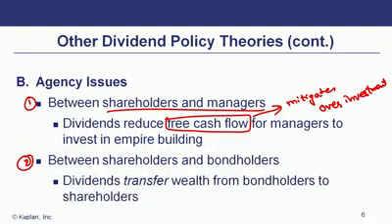Now, what about agency conflict between stockholders and bondholders? And this is kind of a stretch to call it agency, but that's what the curriculum uses, so we'll stick with it. And we say that there is a conflict of interest between shareholders and bondholders. We say that dividends transfer wealth from bondholders to stockholders. Why? Well, when the dividends are paid from the company, that leaves less of a collateral for the bondholders.